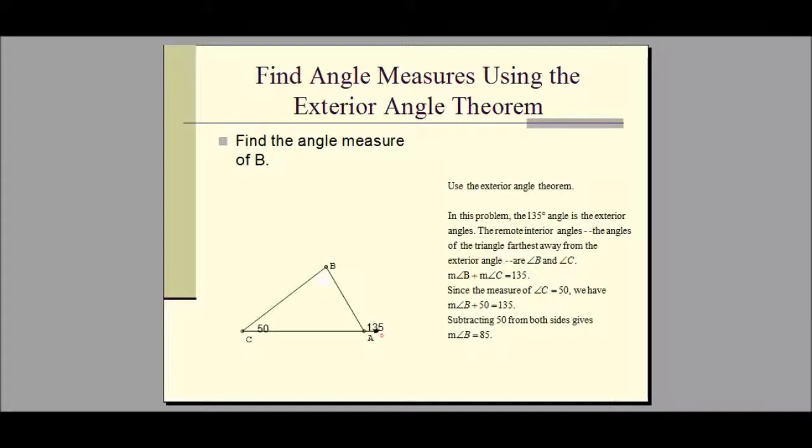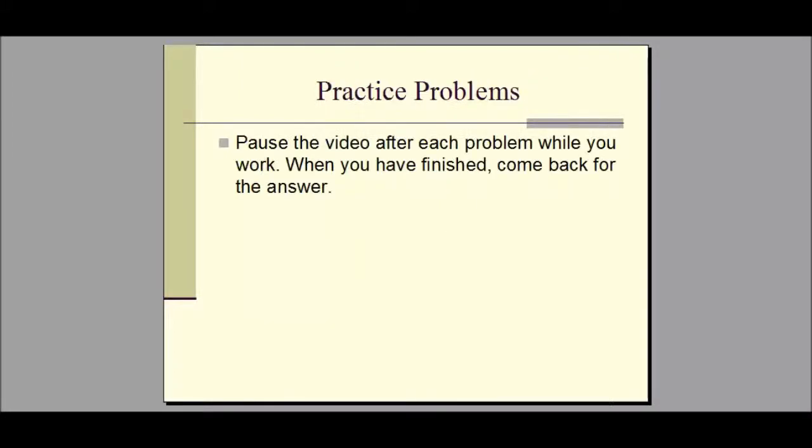The angle BAD is an exterior angle and its measure is 135 degrees. The two remote interior angles, the angles of the triangle farthest away from the exterior angle, are angle B and angle C. Thus, the measure of angle B plus the measure of angle C equals 135. Since the measure of angle C equals 50, we have the measure of angle B plus 50 equals 135. Subtracting 50 from both sides gives the measure of angle B equals 85.